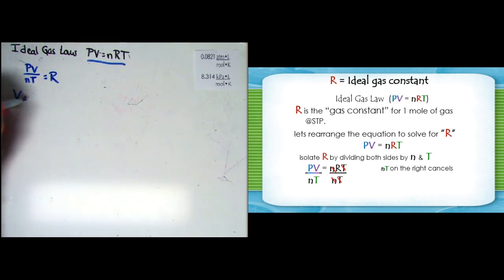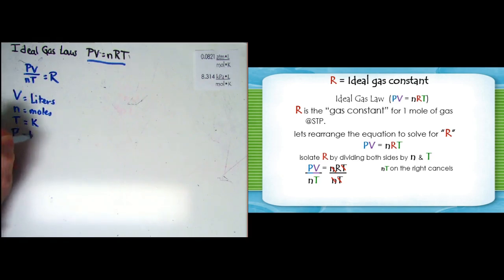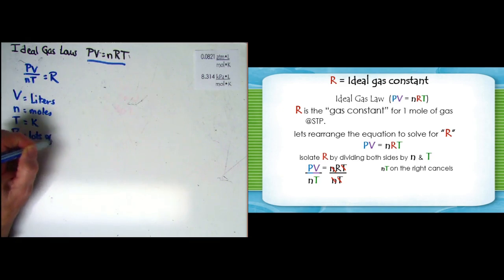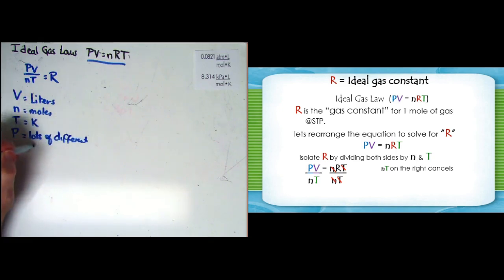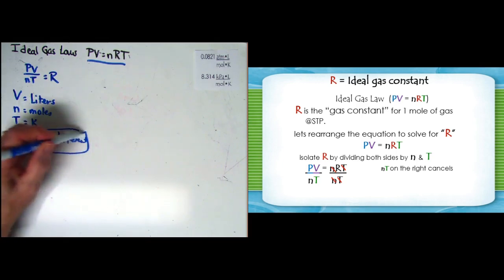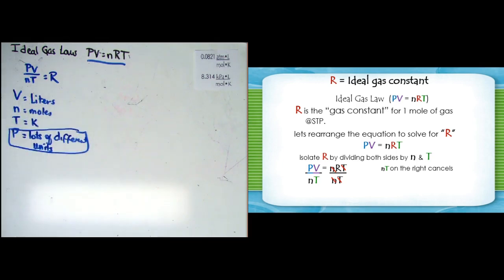V is always in liters. n is always in moles. T is always in Kelvin. But pressure has lots of different units of measurement. So it is pressure that determines the value of the ideal gas constant.